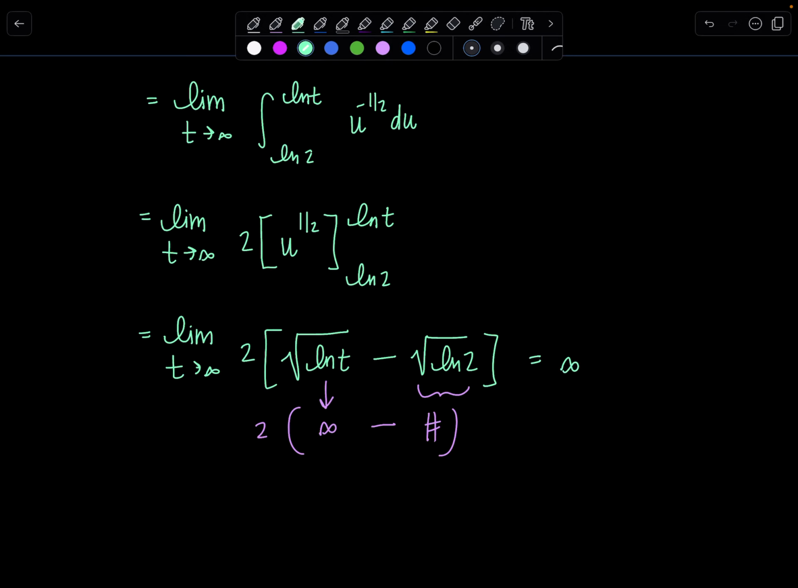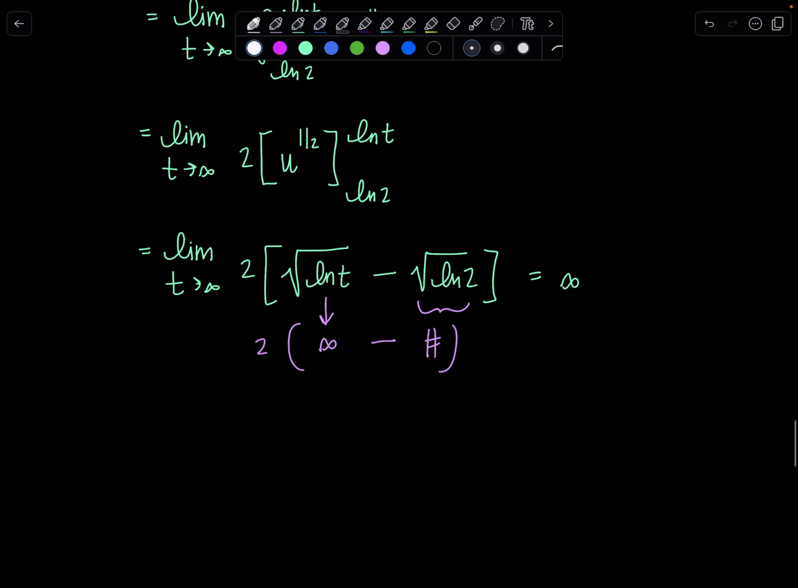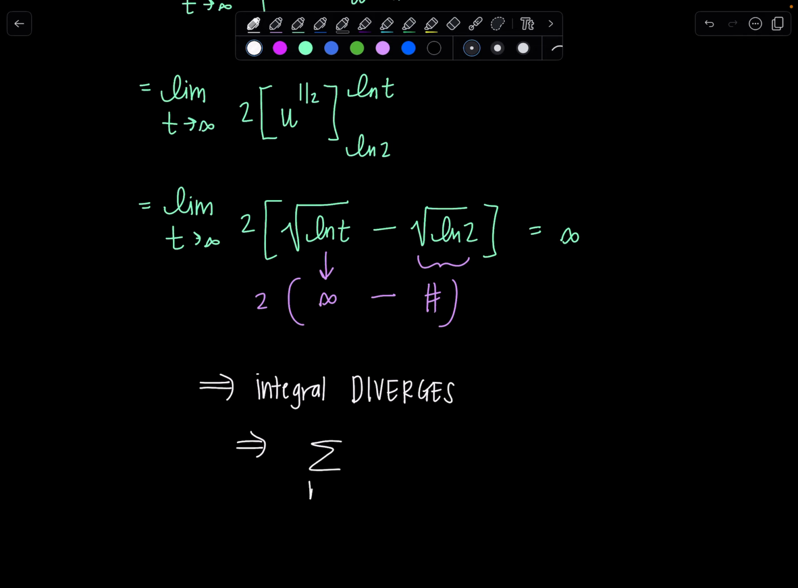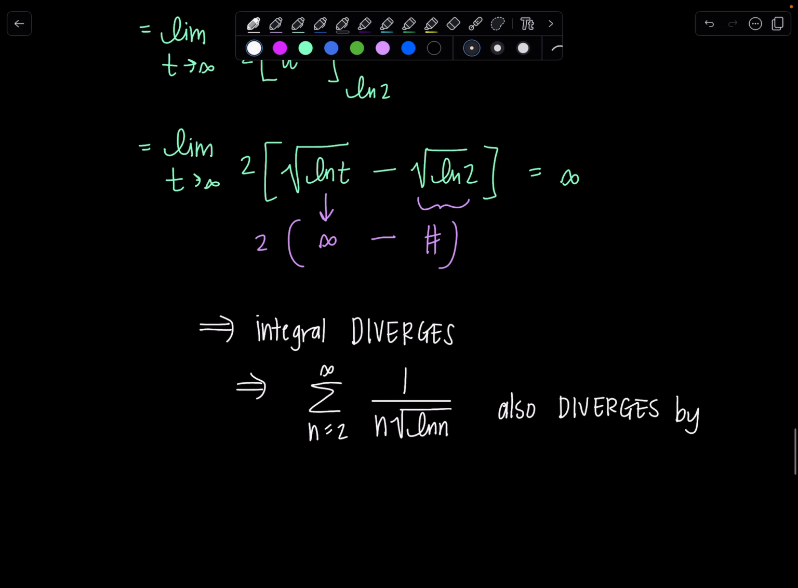Ooh. So what does that tell me? So here's the grand finale. This means that the improper integral diverges since the limit did not exist as a finite number, which tells me then that the infinite series from n equals 2 to infinity, 1 over n times the square root of natural log of n also diverges by the integral test.